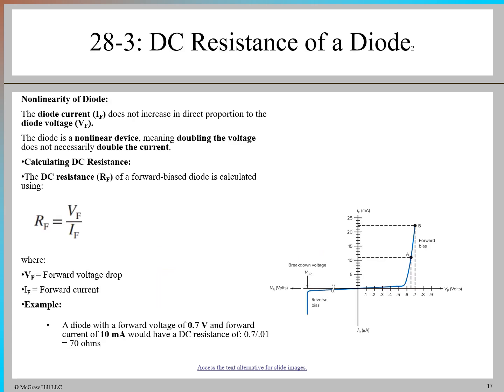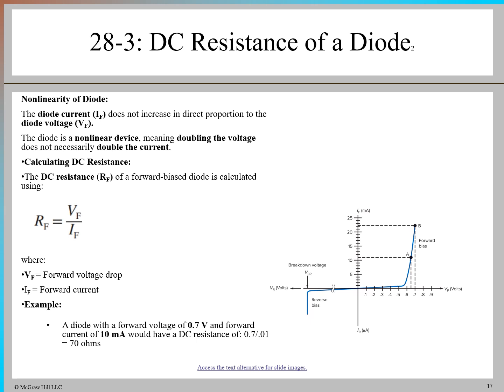Looking at the forward bias region of the diode's characteristic curve, we observe that the current, or I sub F, does not increase in direct proportion to the voltage. This confirms that the diode behaves as a nonlinear device, meaning doubling the voltage does not necessarily double the current.